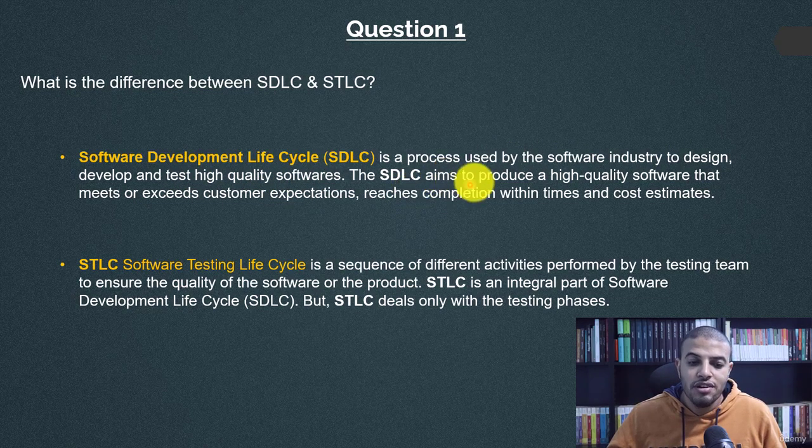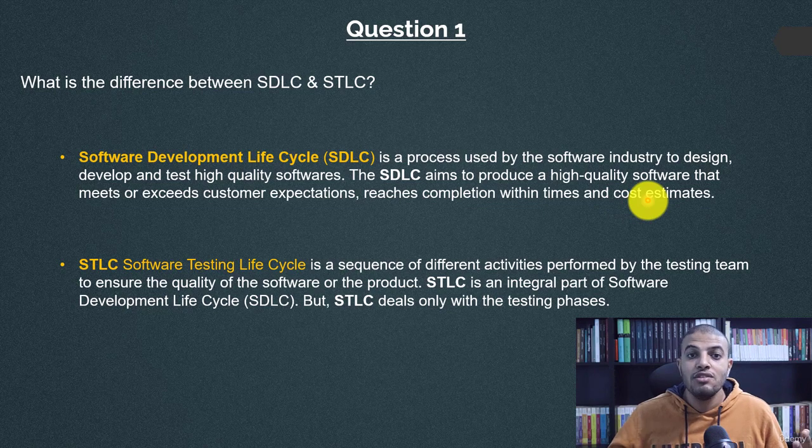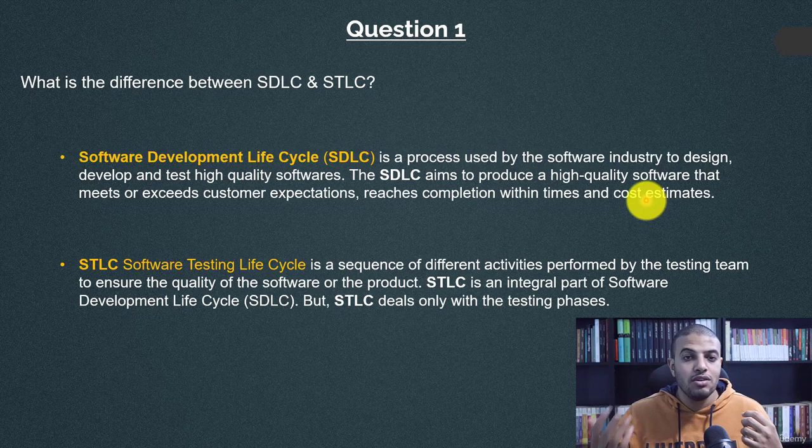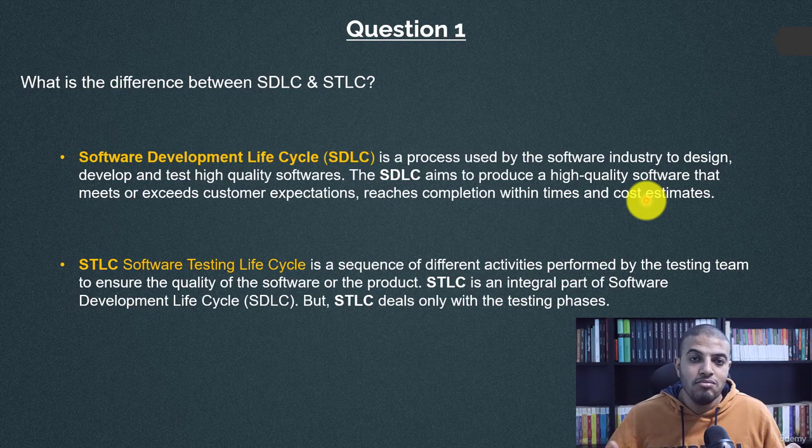The software development lifecycle aims to produce a high quality software that meets or exceeds customer expectations, reaches completion within times and cost estimates. Of course, we have two types of software development life cycles. We have sequential life cycles like the waterfall and V model, and we have iterative and incremental life cycles like Agile, Scrum, Kanban, RUP, and Lean programming, for example.